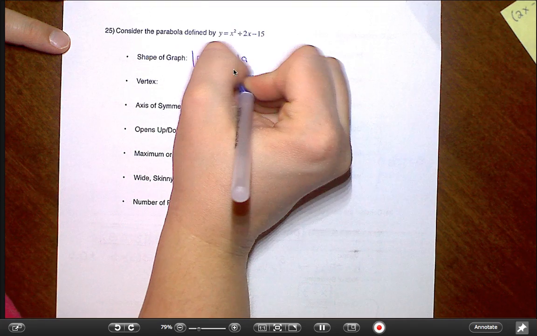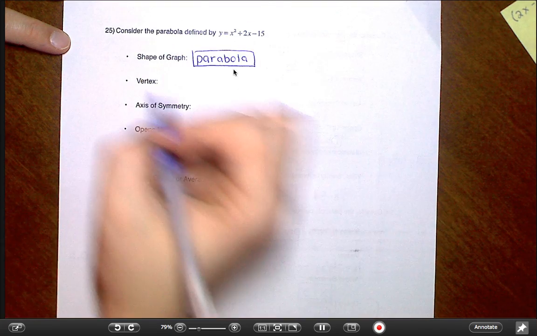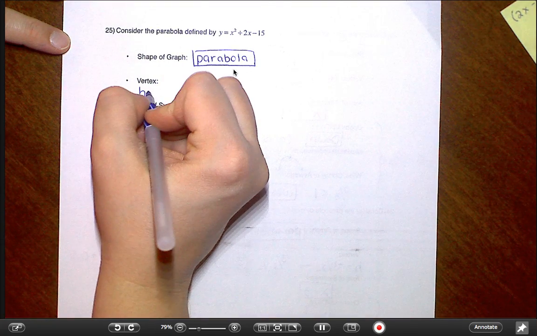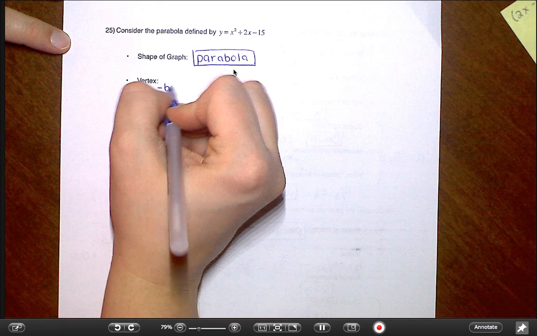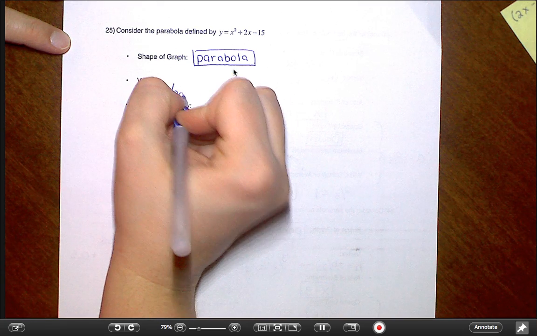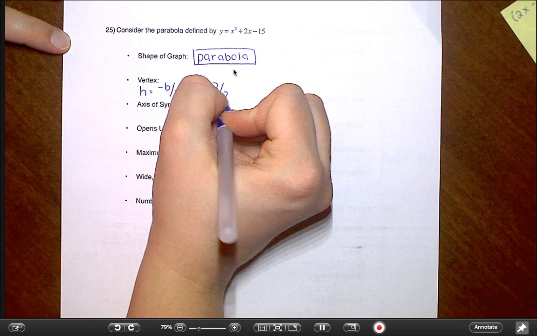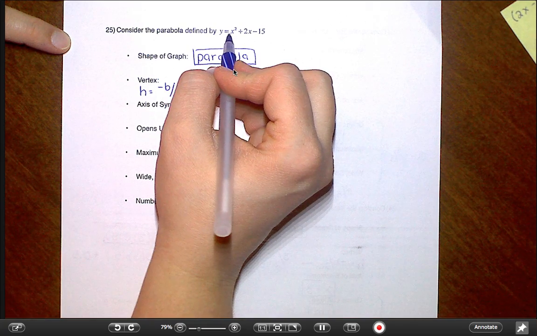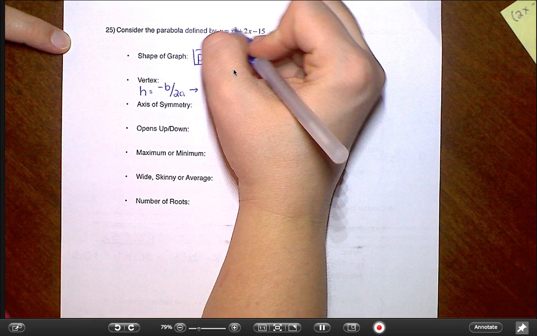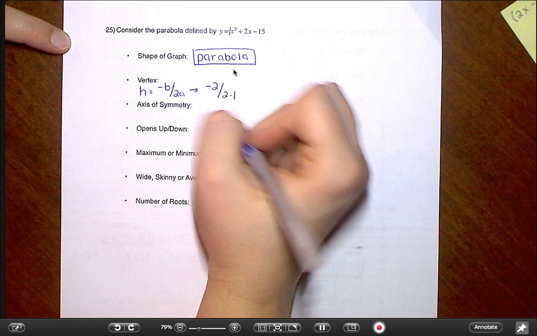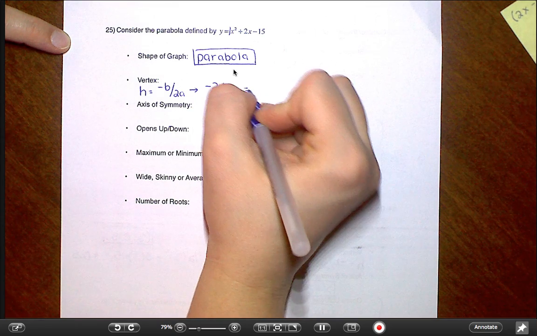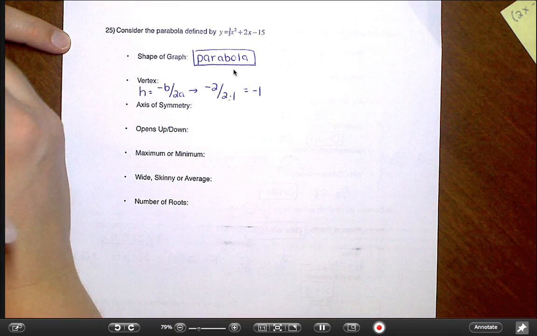Again, to find the vertex, we're going to have to use h and k. So to find h, I'm doing negative b over 2a. So that would be negative 2 over, be careful here, your a value is what's in front of x squared, so that'd really be a 1. So negative 2 over 2 times 1 is going to give me negative 1 for my h.